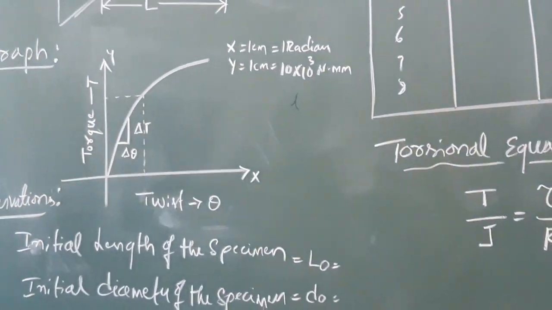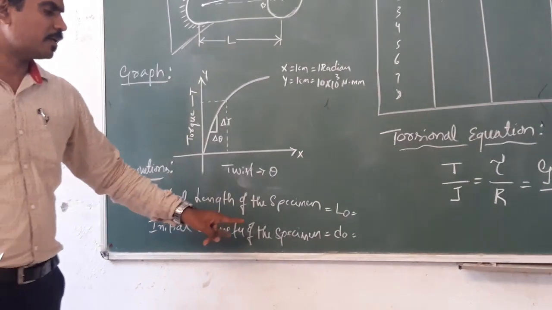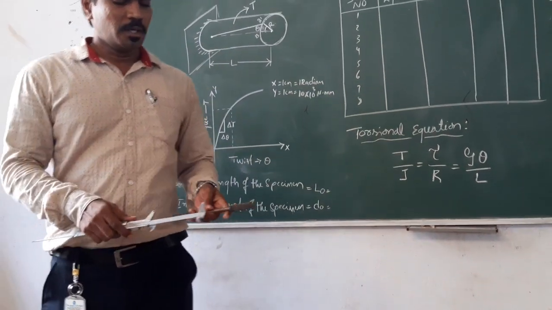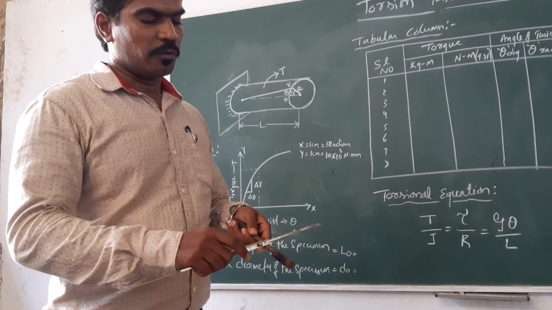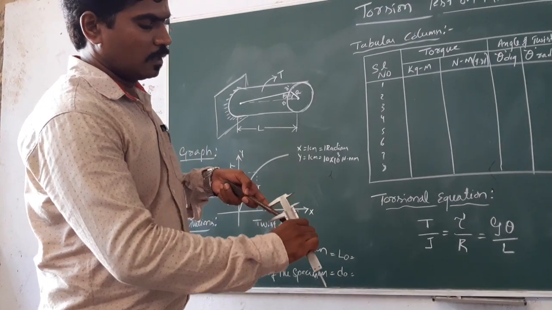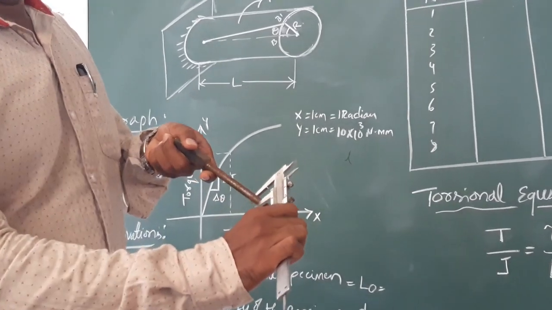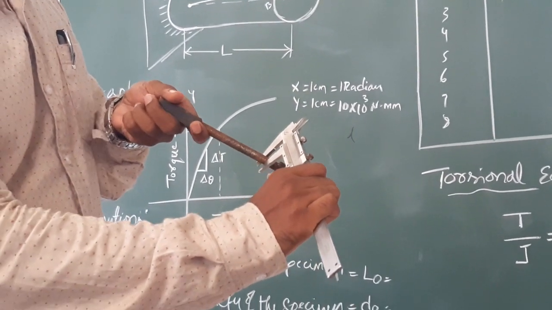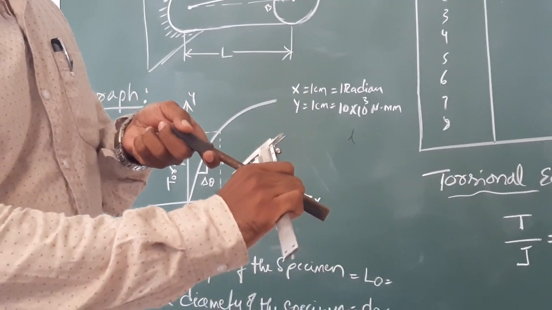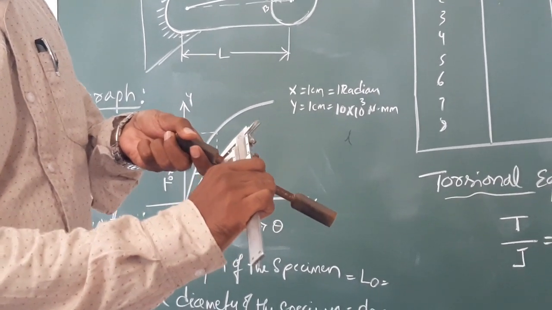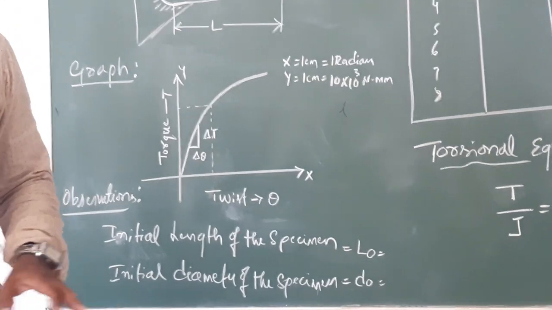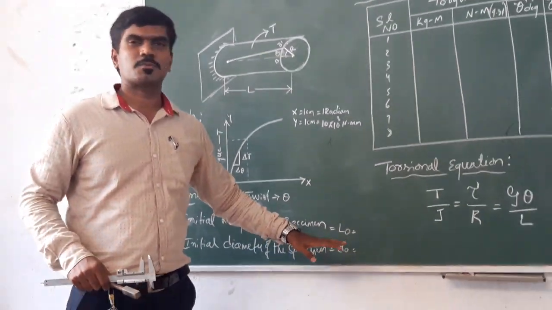The second observation is the initial diameter of the specimen. It is called D0. It is also found by using the same vernier caliper. We have to take the reading at three stages: at the first, in the middle, and at the end. You take three readings, and the average of the three readings is the final diameter of the specimen.